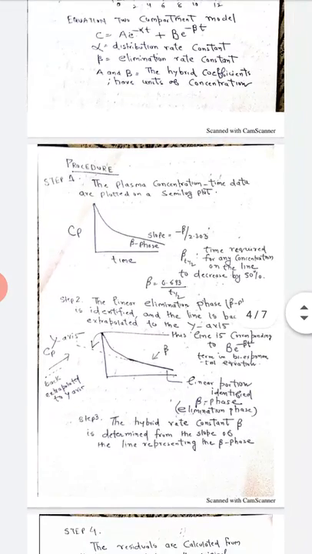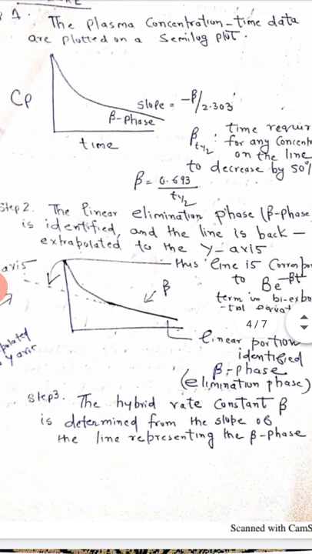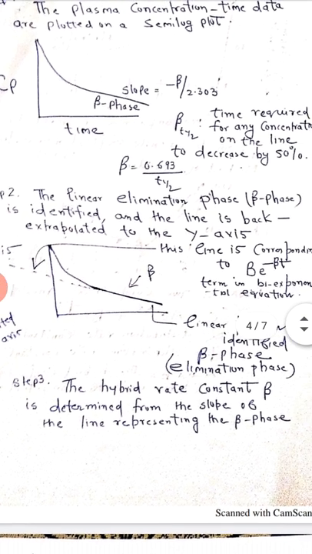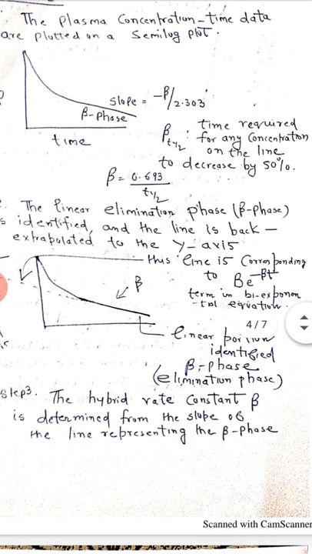Now let us move to step 2. In step 2, you again see the graph of the biexponential curve. You can see the terminal portion of the curve. The terminal portion of the second part of the curve, that is the elimination phase, is linear. So you extrapolate the linear portion of the elimination phase back to the y-axis. The linear elimination phase is also known as the beta phase.